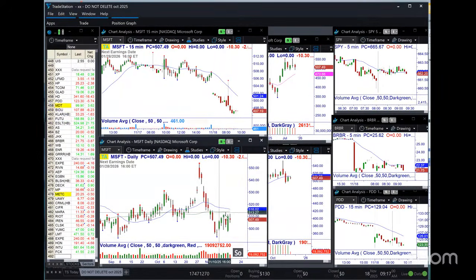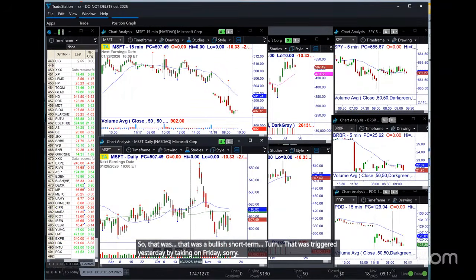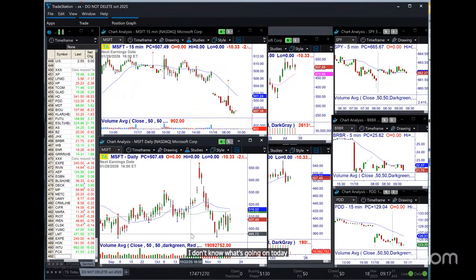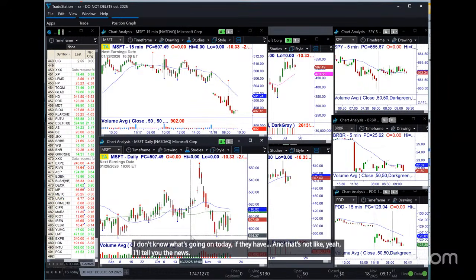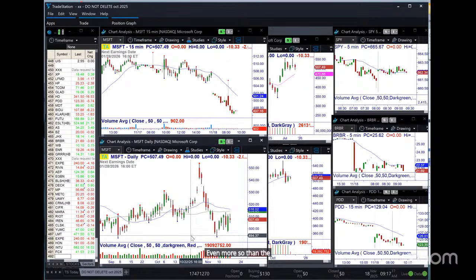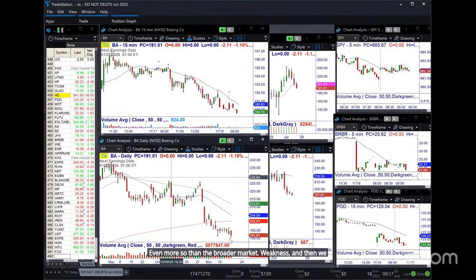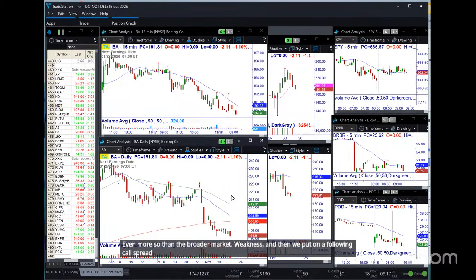So that was a bullish short-term turn, as triggered yesterday by taking out Friday's high. I don't know what's going on today. That's an ugly gap, if they have news, even more so than the broader market weakness. And then we put on a following call spread yesterday. That's gapping down, so that should be in good shape.